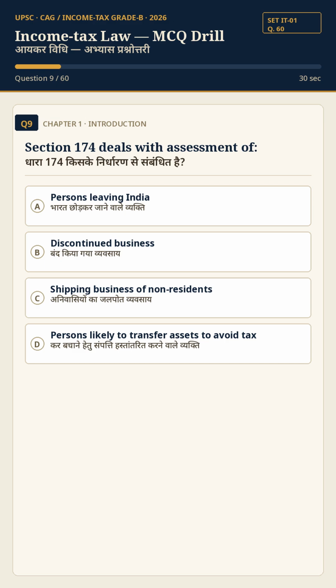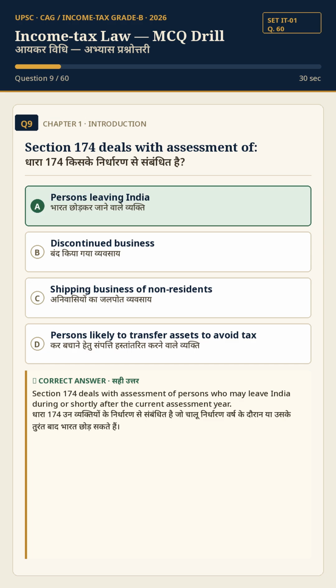Question 9. Section 174 deals with assessment of: Option A, discontinued business. Option B, shipping business of non-residents. Option C, persons likely to transfer assets to avoid tax. Option D, persons leaving India. The correct answer: Explanation. Section 174 deals with assessment of persons who may leave India during or shortly after the current assessment year.